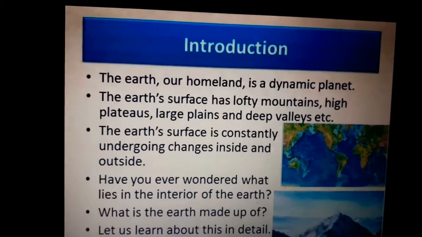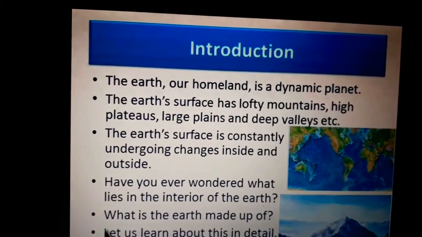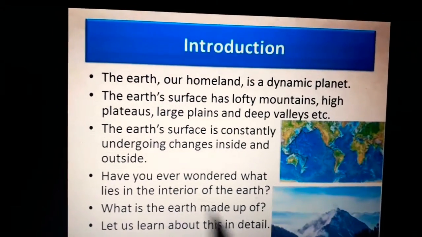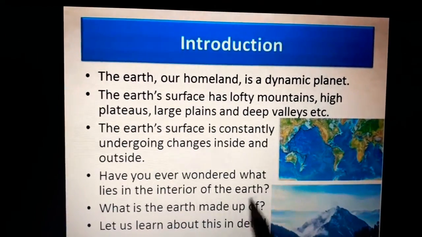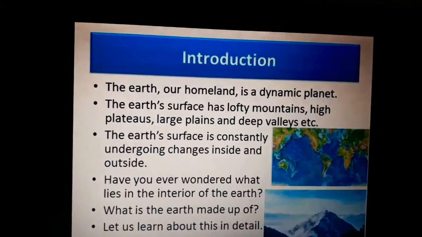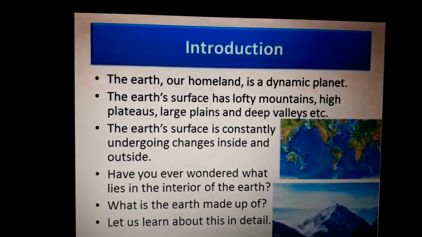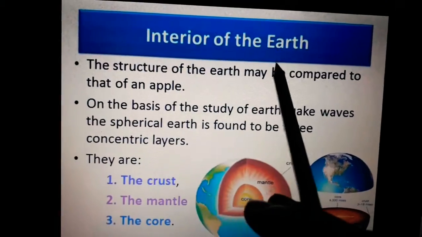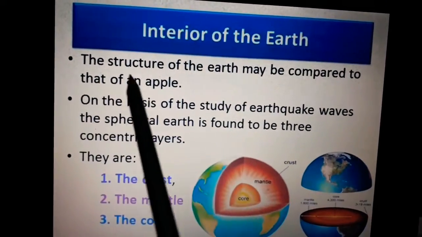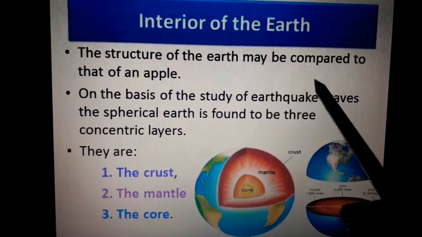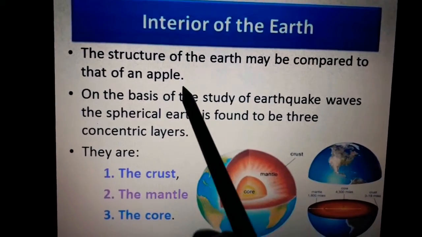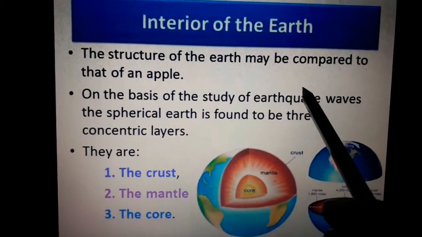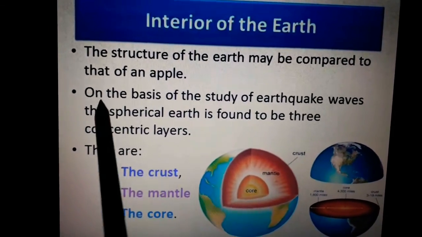Okay. So students, have you ever wondered what lies in the interior of the Earth? And also, do you have any idea what the Earth is made up of? Okay, let us learn about this in detail. Interior of the earth. The structure of the earth may be compared to that of an apple. You can also compare one more example, that is egg. I will tell you in the classification.